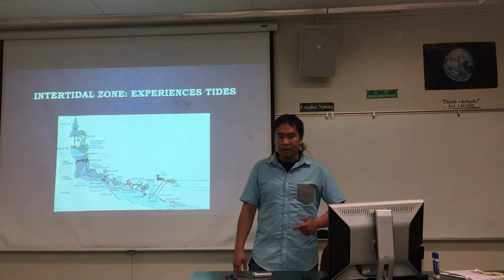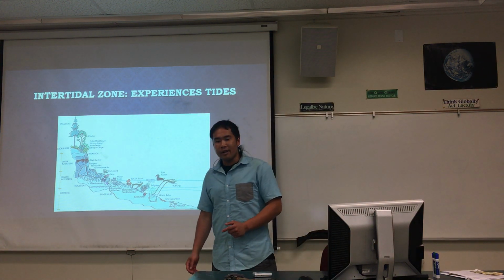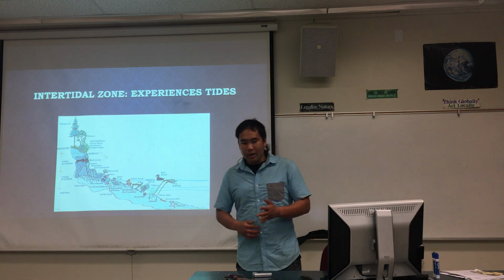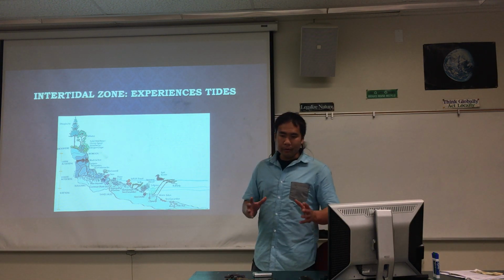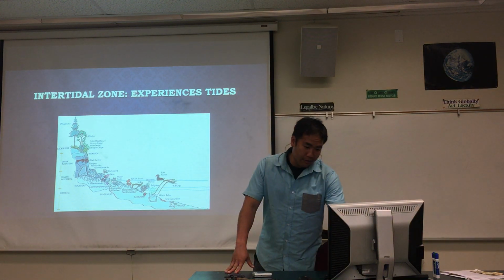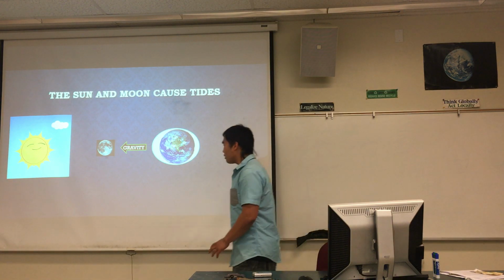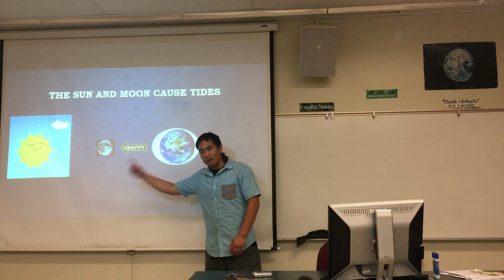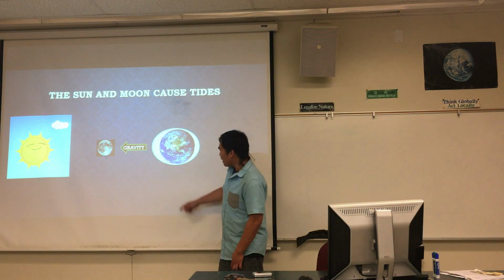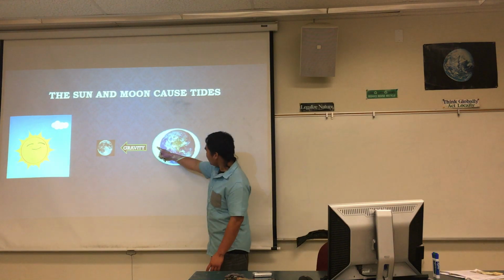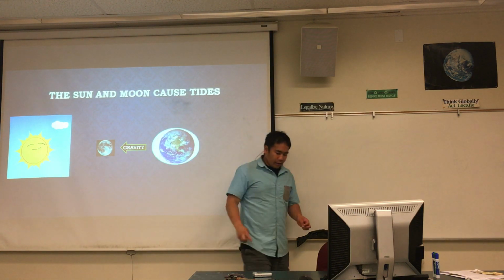You said the sun, which is correct, but there's actually a more important factor. The moon, right? The moon is actually more important. Why though? The sun and moon both are exerting a force on the earth. What force? Gravity, right? Okay, the sun and moon are using the gravity force on earth and they are pulling the water towards itself. Okay, that creates what's called a tidal bulge right here. See that? That's high tide.